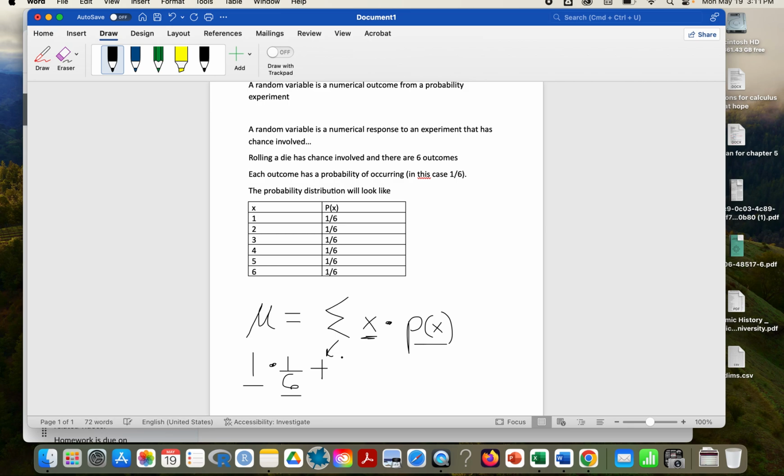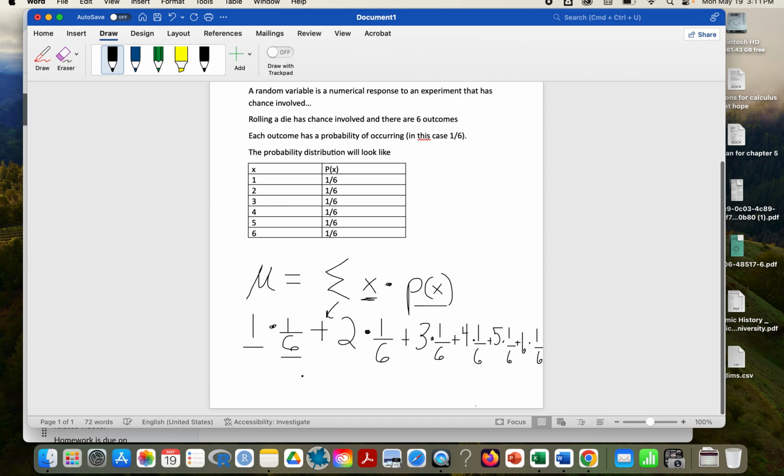Now, our second data point is 2, or our second response is 2, and that's going to be multiplied by 1/6. And then we're going to have 3 multiplied by 1/6. And I'm running out of space, so I need to kind of squish this, but I hope you see where the numbers are coming from. Then 4 times 1/6, and then plus 5 times 1/6, and then finally plus 6 multiplied by 1/6.